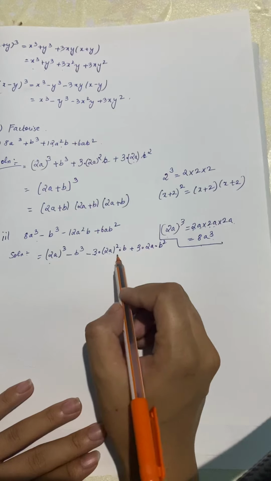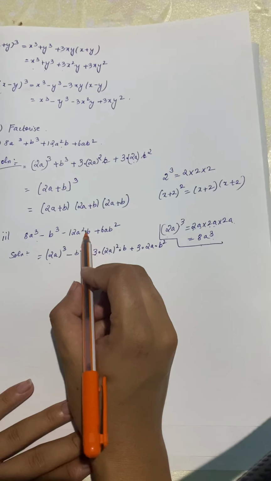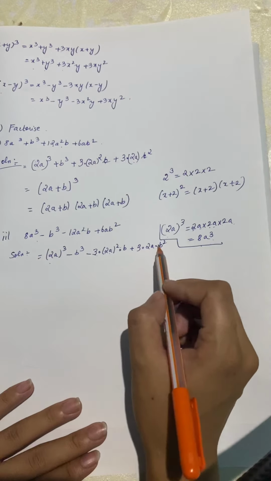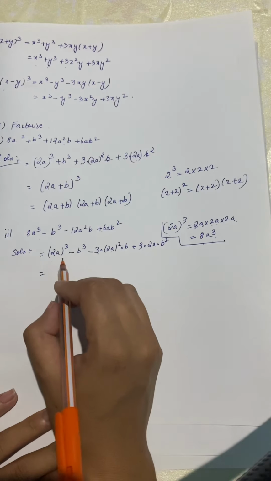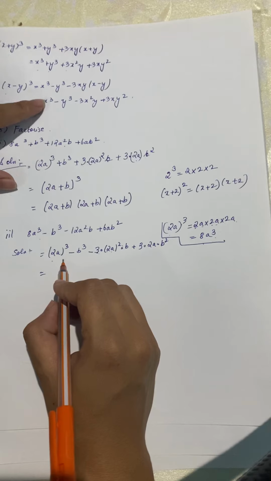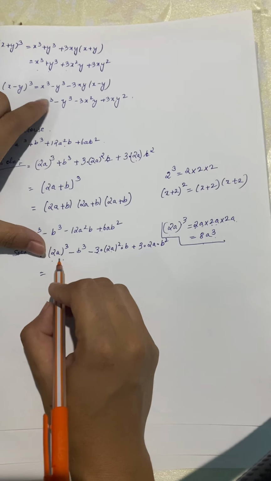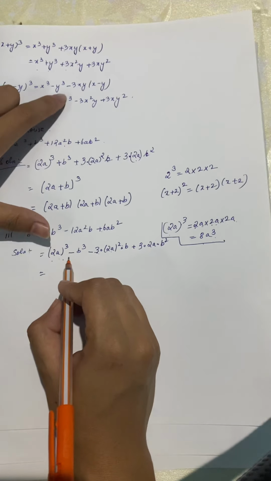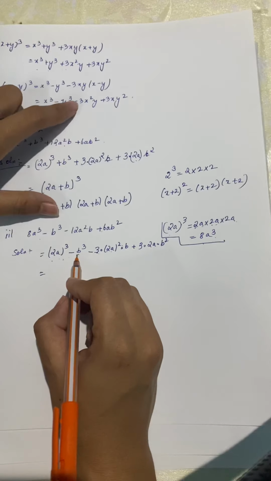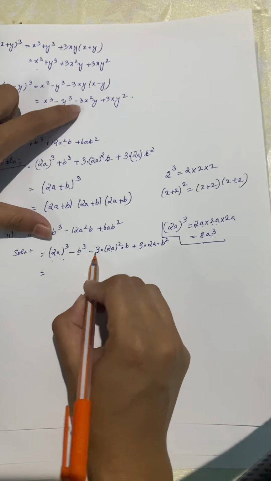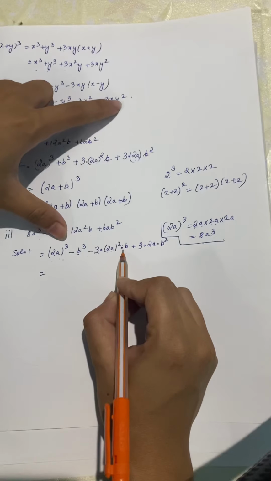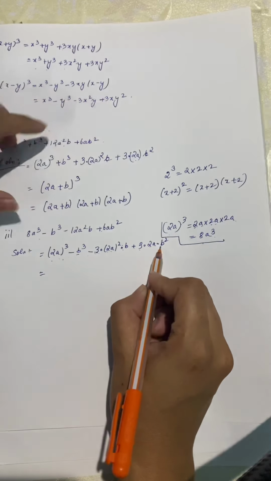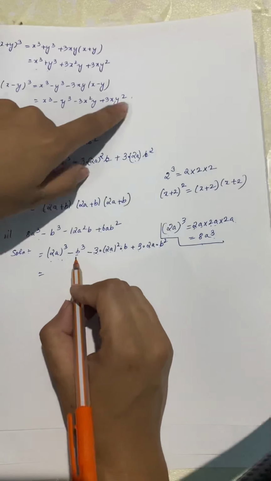So when you open up this bracket, you'll end up getting 12a²b, and when you again multiply this, you'll end up getting 6ab². Okay, so is this formula not similar to this? You look at this: x³ − 3x²y + 3xy² − y³, with x as 2a and y as b. It's similar to this.